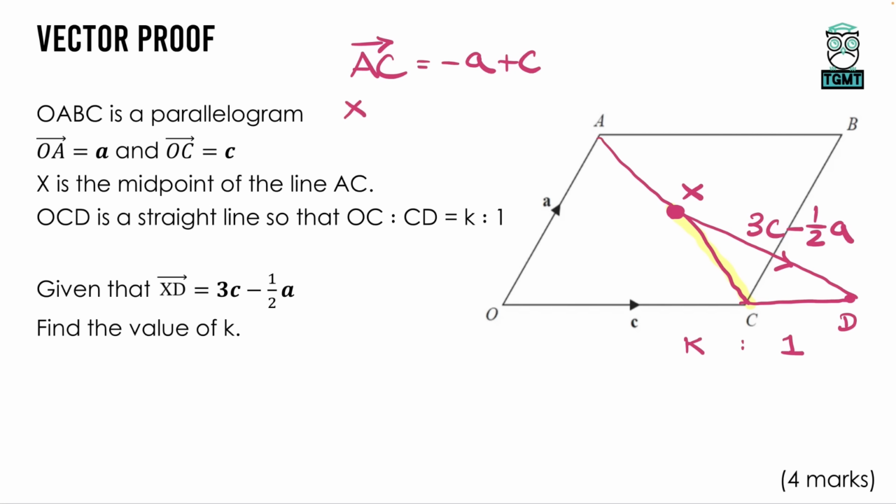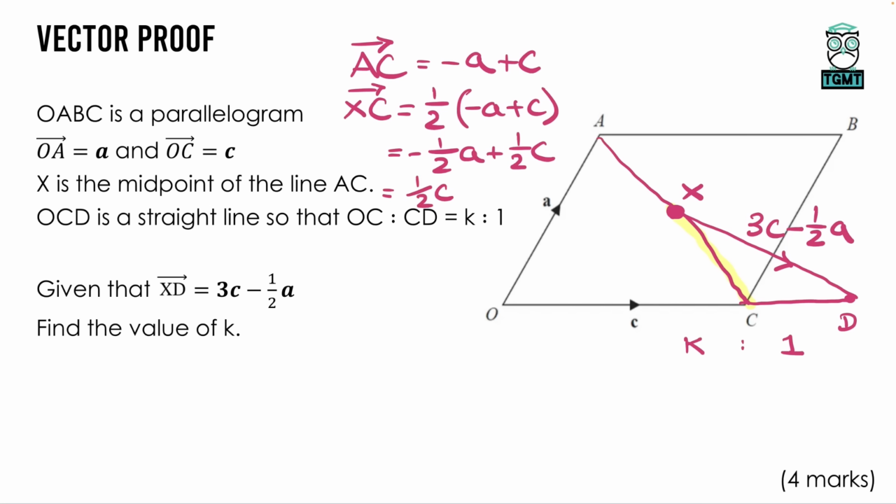So from x to c, which is moving in the same direction as a to c, so it's fine for us to use the same vector, we would want to use half of this minus a plus c. If we expand that bracket out, we have minus 1/2 a plus 1/2 c. Now just to make it match the vector we've been given, where c is positioned first, we're going to swap those pieces around, so we have positive 1/2 c minus 1/2 a.